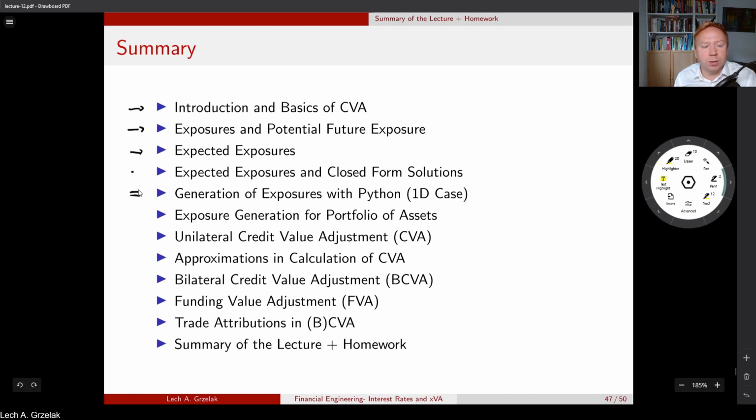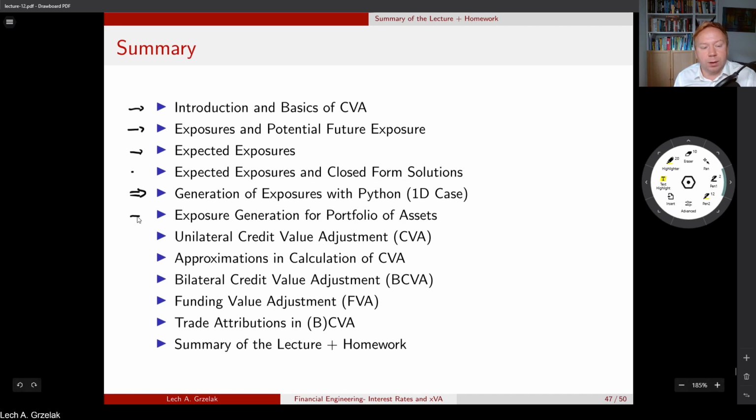Then we went to a Python simulation where we discussed the 1D case, where we simulated the Hull-White model. Based on the Hull-White model, we analyzed the impact of netting on a portfolio of two swaps. First we had a simulation with a single swap, and also a simulation with two swaps. We observed the impact of those two swaps, how we can observe the netting effects if we have a portfolio of these two derivatives. Of course, in the code, you can also extend to multiple dimensions and multiple swaps. That's very trivial to extend.